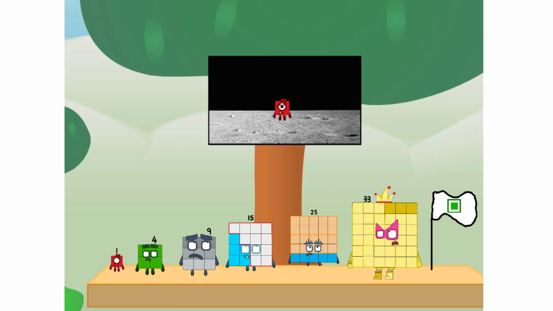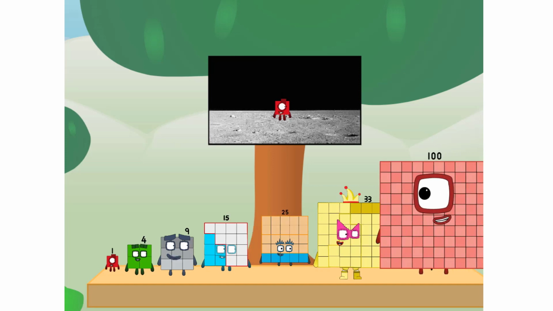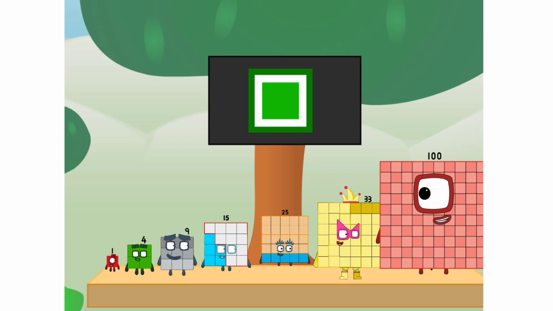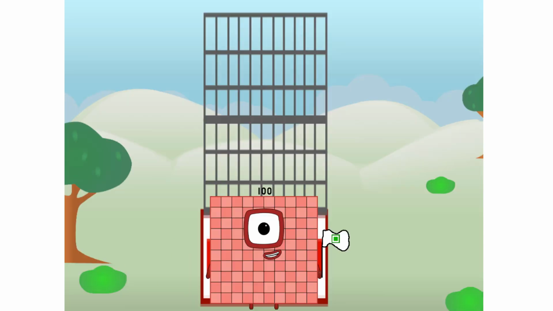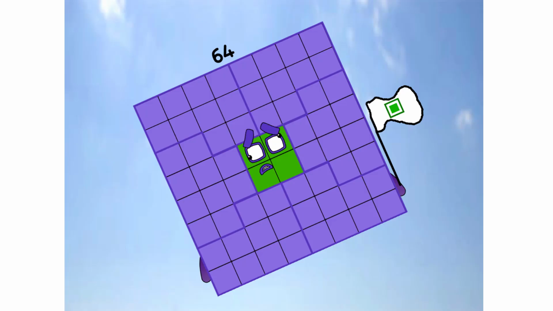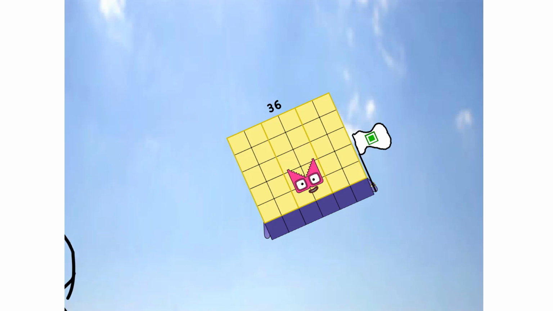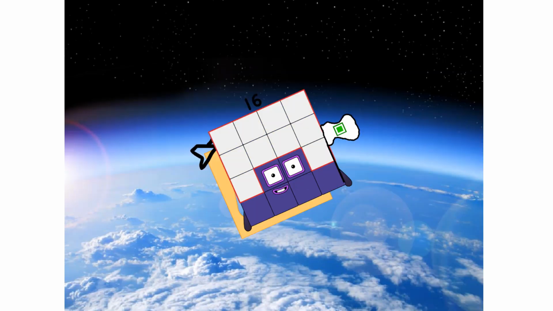I forgot the flag. Don't worry, little one. I'll take care of this. 91. And I promise. No rockets. Square power only. Achoo.